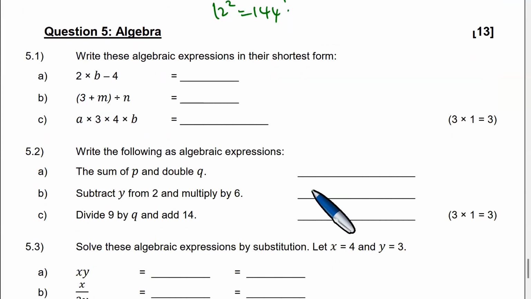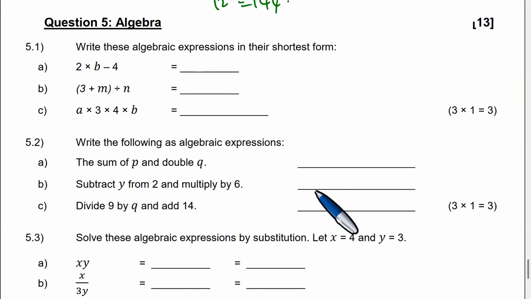Let's look at question 5. Write these algebraic expressions in their shortest form. What is 5.1 a? This one, what is it? Please come again. So we haven't done this type of work yet? No, sir. What is 2 times B? Like if somebody says, what is 2 times Y? 2 times Y is 2Y. 2 times B is 2B, minus 4. The answer is 2B minus 4. Okay, so now let's look at 5.1.